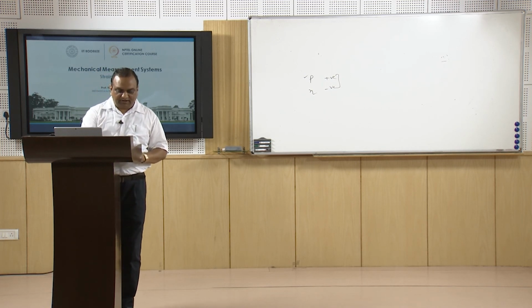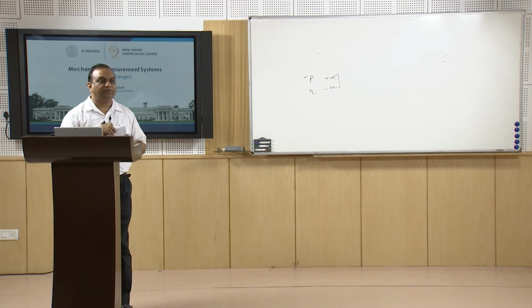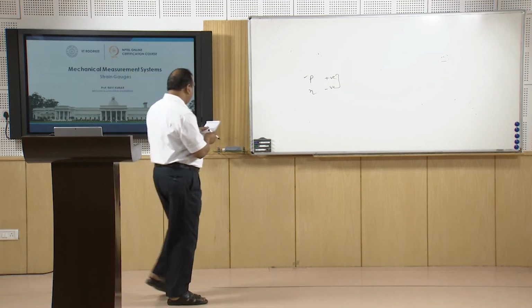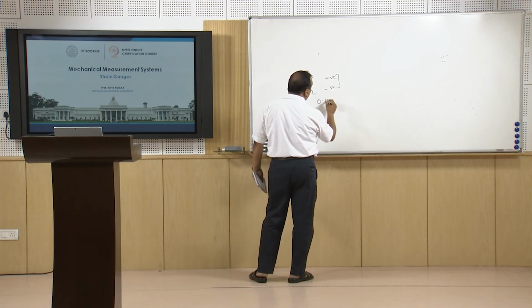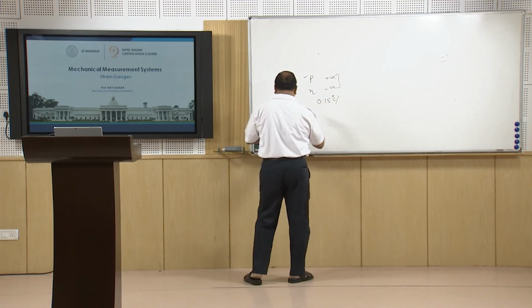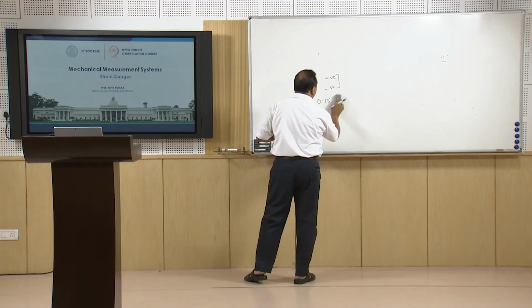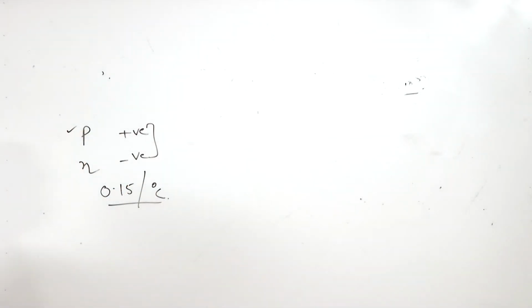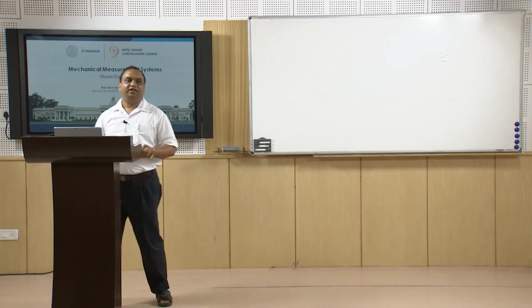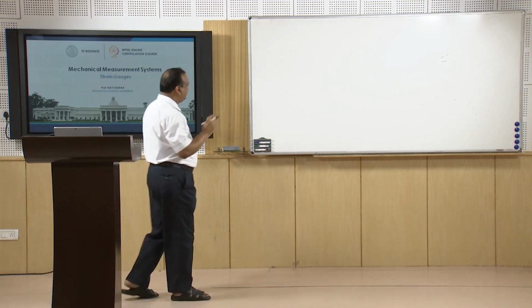Definitely, they are made of semiconductors. They are quite fragile, so they have to be handled with care. And they have a very high temperature coefficient. The coefficient can go up to, sorry, 0.15 per degree centigrade. This is the temperature coefficient. So doping is a very important parameter in designing a strain gauge.